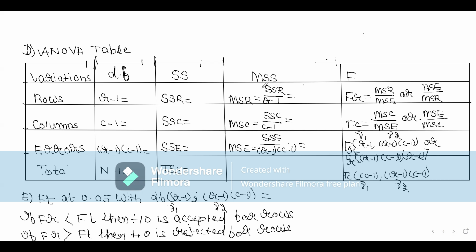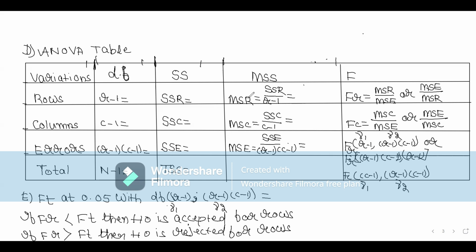And look here, this is the calculation. MSR equals SSR divided by R minus 1. This value divided by this value, you can get the MSR value. MSC equals SSC divided by C minus 1. You make the calculation and write here. And similarly, MSE equals SSE divided by R minus 1 into C minus 1. This value divided by this, you can get MSE.